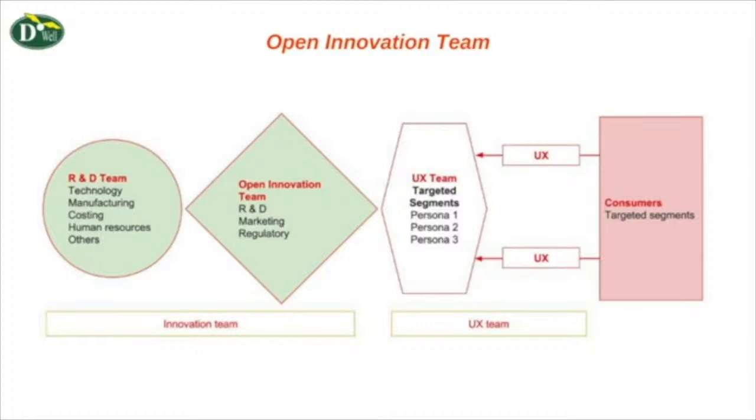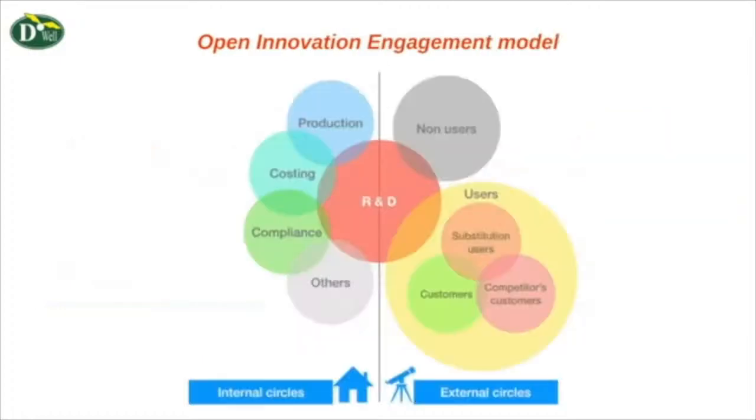So how do we engage users? Again, there's an engagement model we used. This R&D team is developing different circles. We call them innovation circles. There are two types of circles. One is internal circles and another is external circles. The internal circles will talk about the coding and costing, compliance and others. These circles are formed inside the organization, but not from the R&D team, but from the other departments.